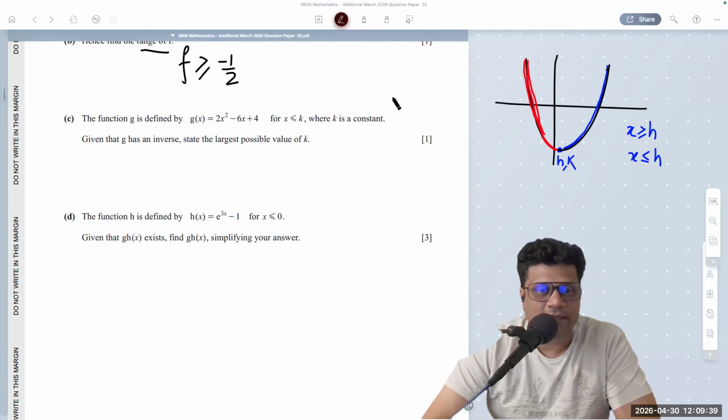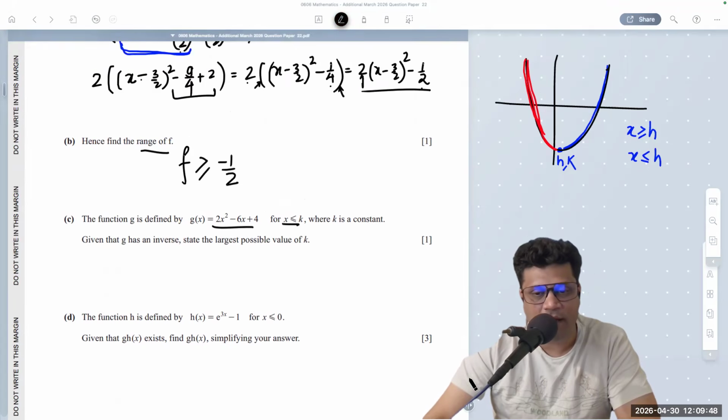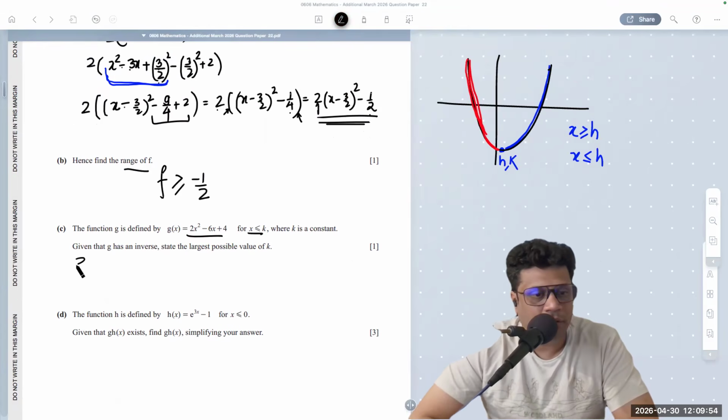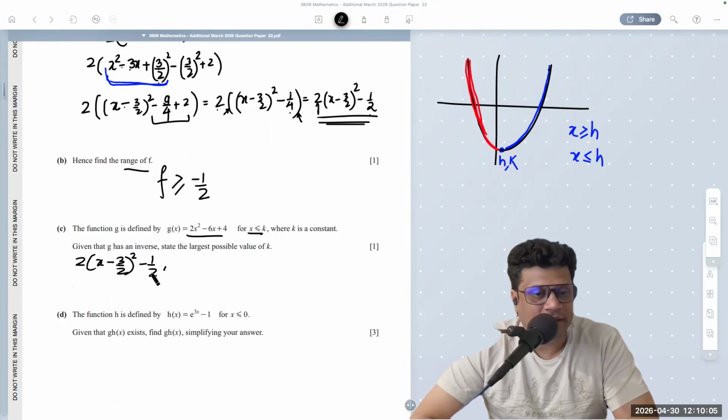So let's go back to the question and see what they want. They want this thing to be invertible for x lesser than equal to k. Well, I already have the square form of it. There it is. 2 times (x minus 3 by 2) square minus a 1 by 2. I know that the vertex of this quadratic is going to be at 3 by 2, comma minus 1 by 2.